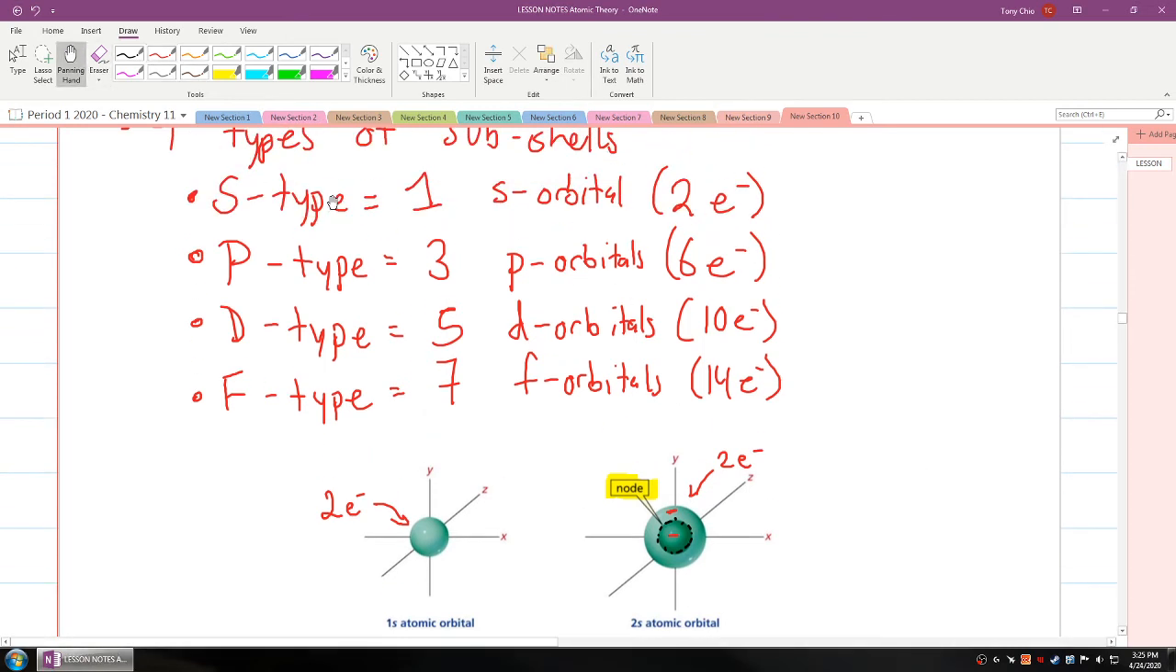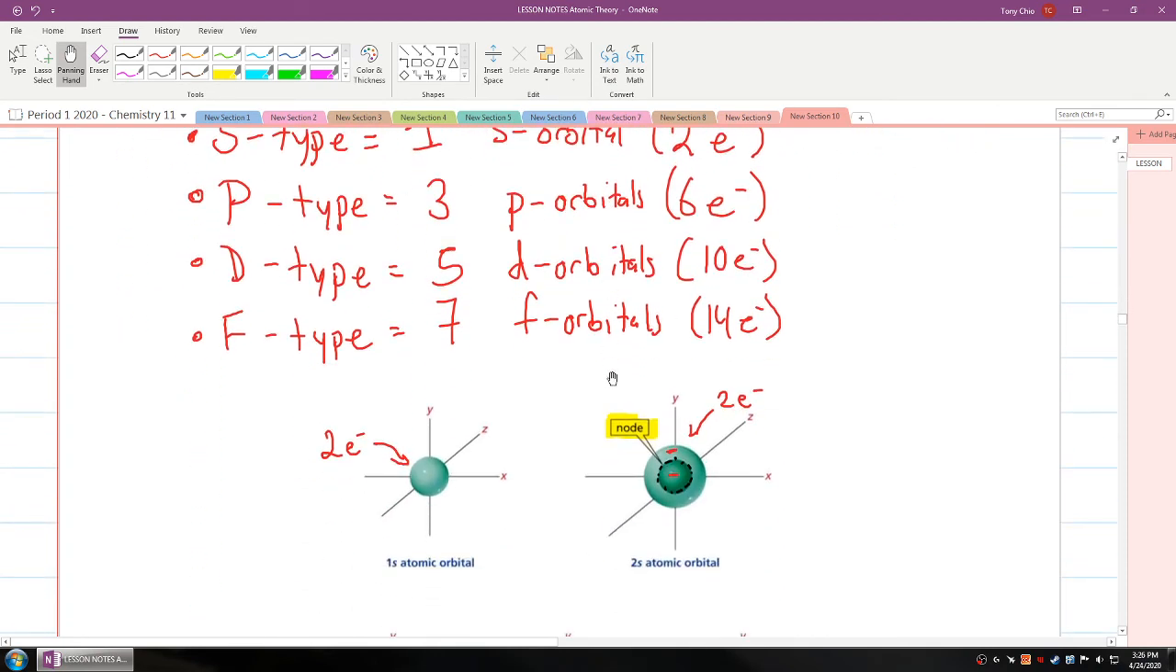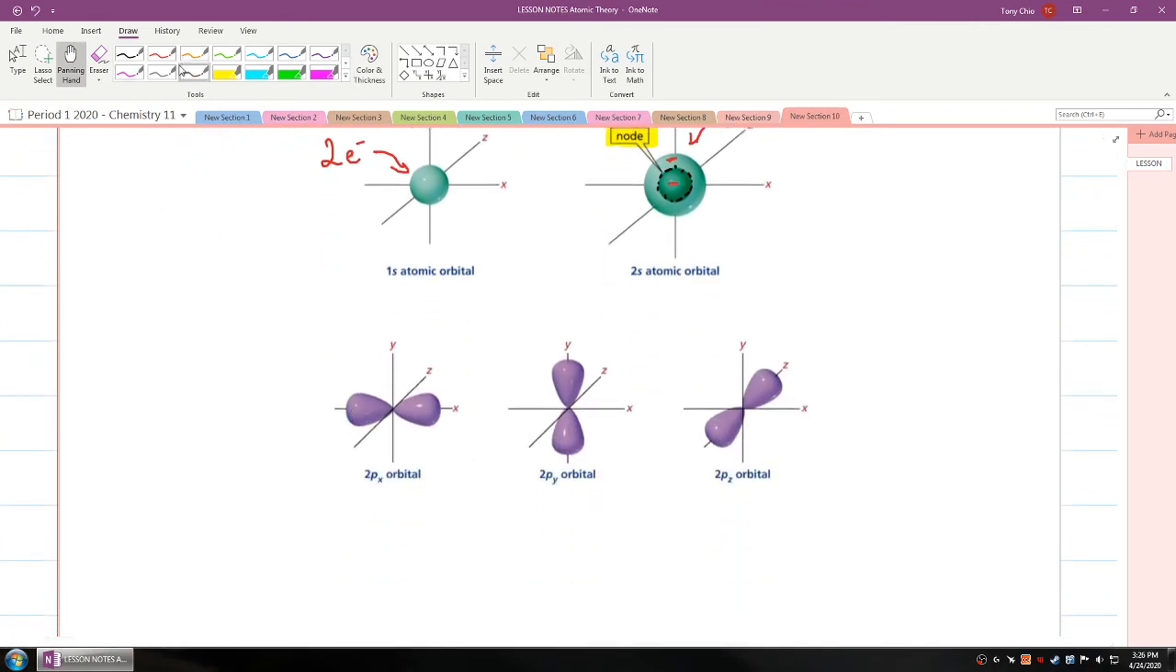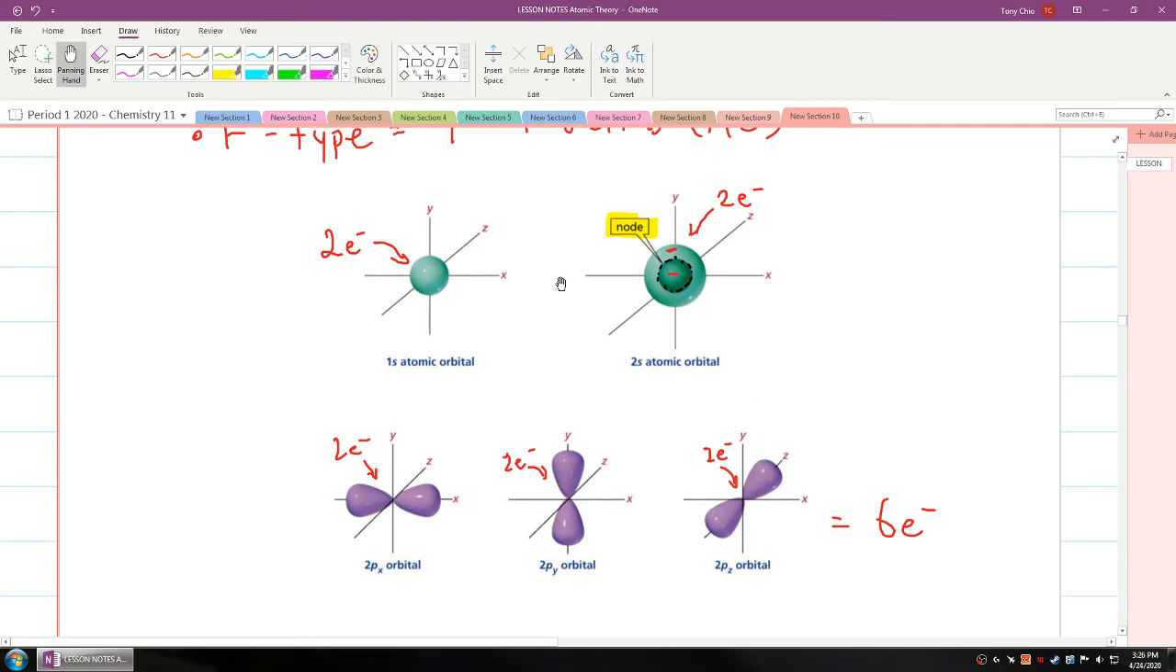So there's one s orbital per each energy level, per each shell. Next one. These are p orbitals. Again, there are 2 electrons in this one, 2 electrons in this one, and 2 electrons in this one. So that's why there are 6 electrons total. These p orbitals all look the same, just their orientation changes. That's why this is called 2px, because it's on the x-axis, then 2py, and 2pz. Alright, notice how s orbitals and p orbitals look different.